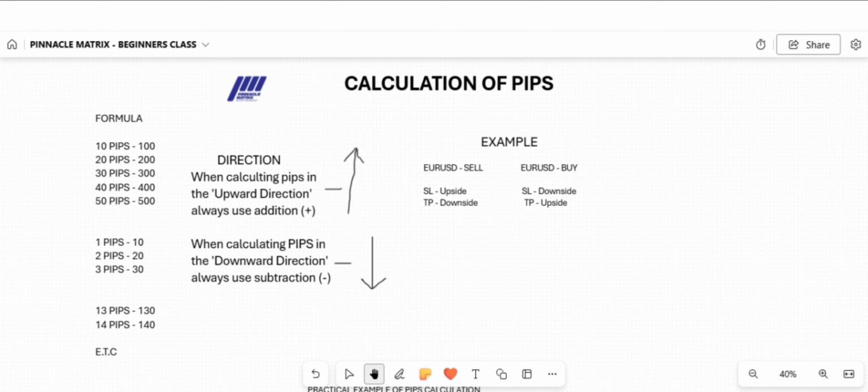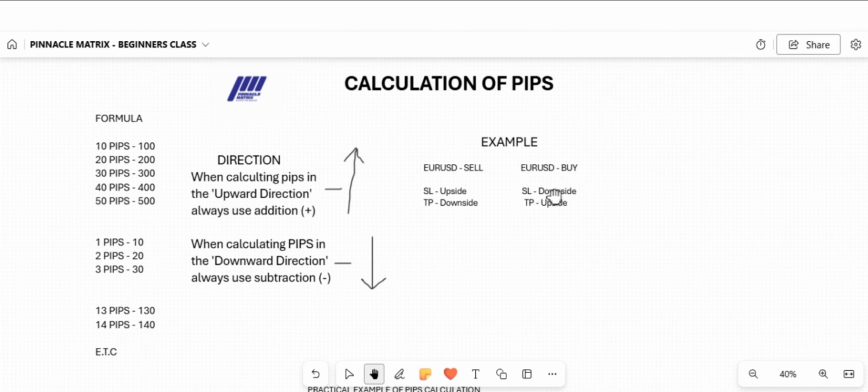For the buy trade, the stop loss is in the downside, because when we buy, we are expecting the market to go up. So if the market is going down, we are taking a loss. So we are stopping a loss at the downside in the buy market. And for the take profit of the buy market, if the market is going up, that is when we can take profit, because we are definitely in a profit. So let's take an example of this.